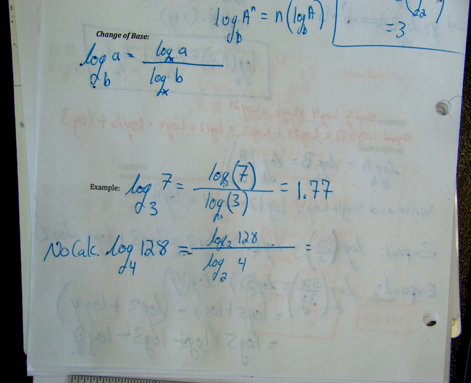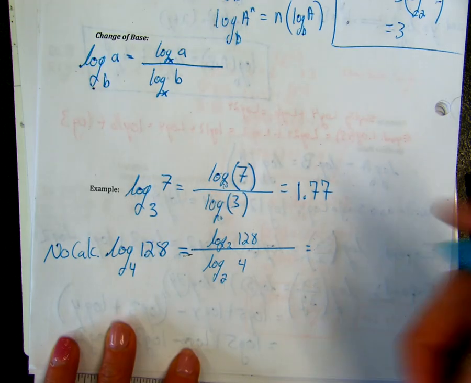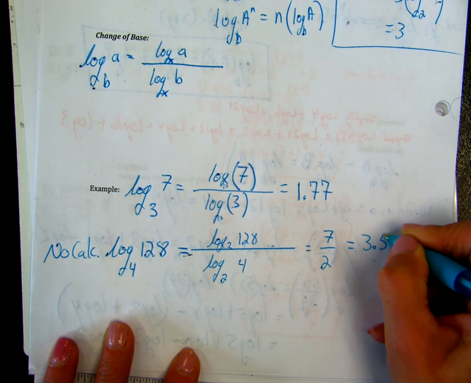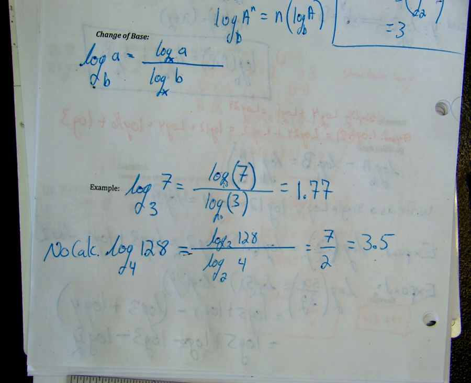Are you all getting 3.5 for your answer? Okay, so are we able to do this change of base? Looking at the pattern here, you know where to put the 4 and where to put the 128. Then here you're asking yourself, to what power would you raise 2 in order to get 128? I use my fingers. 2 times 2 is 4, 8, 16, 32, 64, 128. The power of 7. Is that what you're getting? Okay.